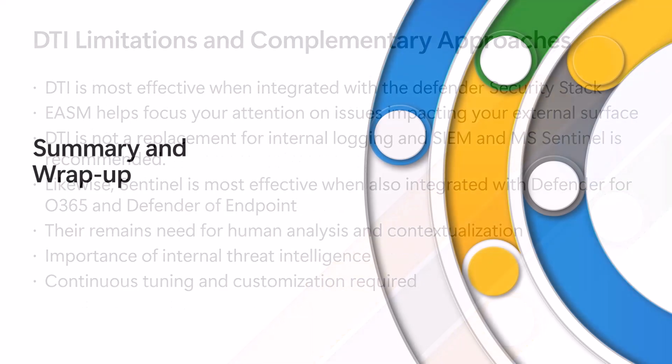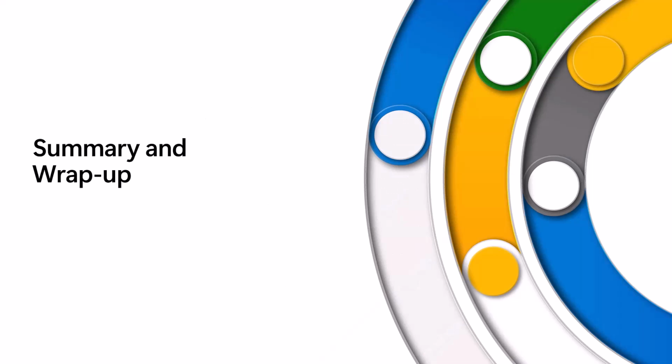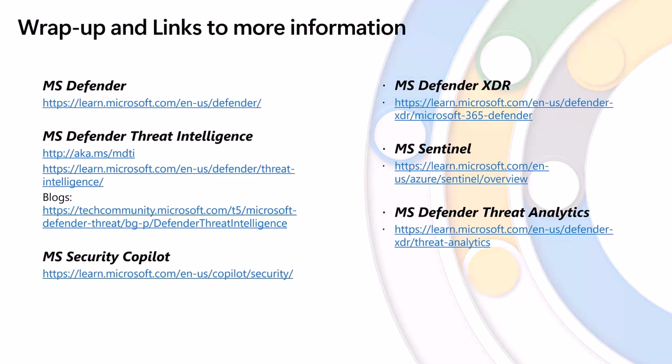To wrap up, threat hunting has become a crucial practice in today's rapidly evolving cybersecurity landscape. Its proactive approach significantly reduces the risk and impact of advanced cyber threats. Effective threat hunting combines the hunting skills of experienced analysts with advanced tools like Microsoft Defender Threat Intelligence and the other Defender products. By leveraging these capabilities, organizations can stay ahead of sophisticated adversaries and maintain a robust security posture. This brings us to the end of this video on threat hunting with Microsoft Defender Threat Intelligence.